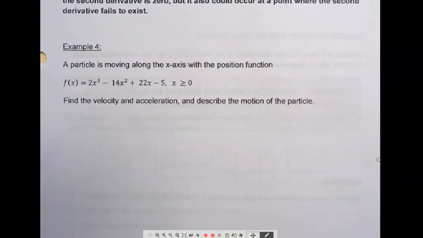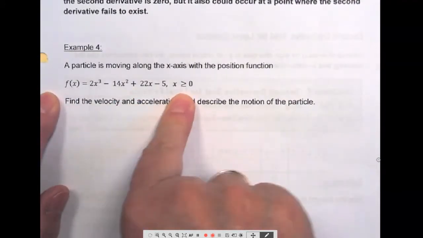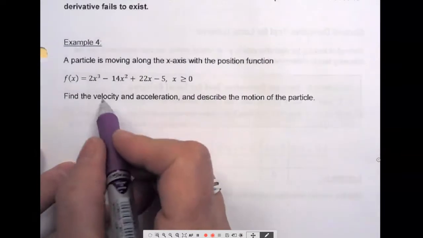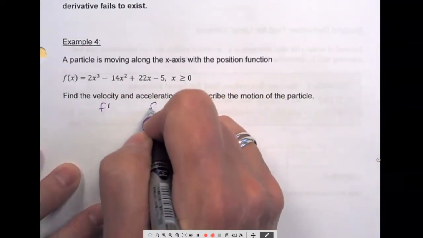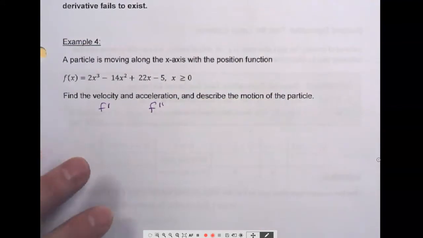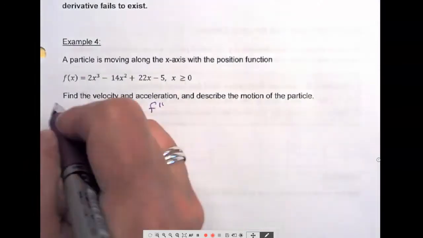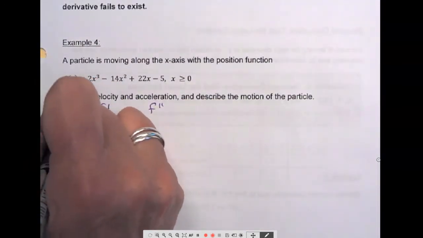Okay, so here we go. A particle is moving along the x-axis with this position function for x greater than or equal to 0. Find the velocity and acceleration and describe the motion of the particle. First derivative, second derivative. Yep. Okay, so velocity is first derivative. Acceleration is second derivative. Okay, so we're going to investigate here and see what's going on without even looking at a graph.